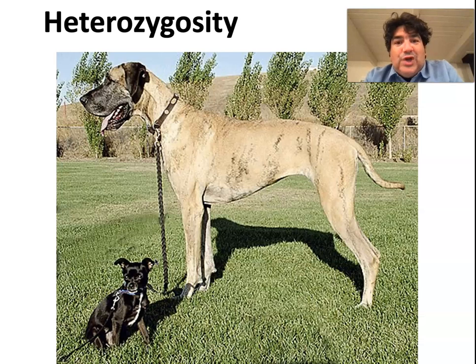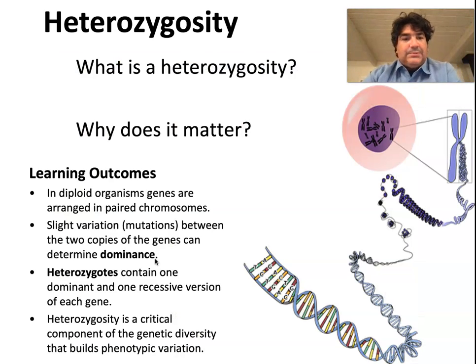For instance, these two dogs in this example, one dog has a phenotype of being very tall, being huge, and the other dog is kind of a dwarf. We'll come back to this example, but I want you to have in the back of your head that there is a continuum of phenotypes within a species of organisms.